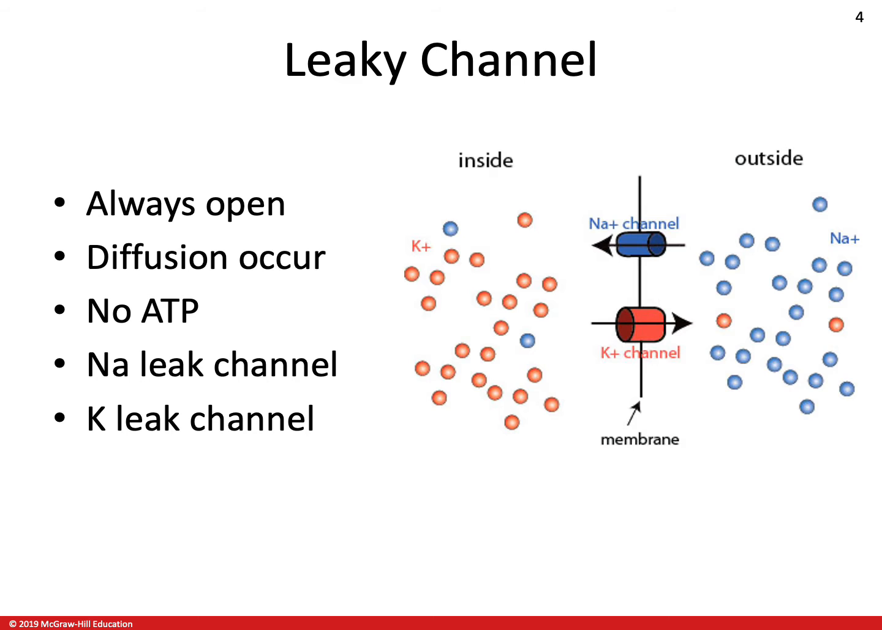The leaky channels, or passive channels, are always open, allowing continuous diffusion of a specific type of ion from a region of high concentration to a region of low concentration. Examples of leaky channels are sodium-ion leaky channels and potassium-ion leaky channels, and they don't need any ATP to transport any material.